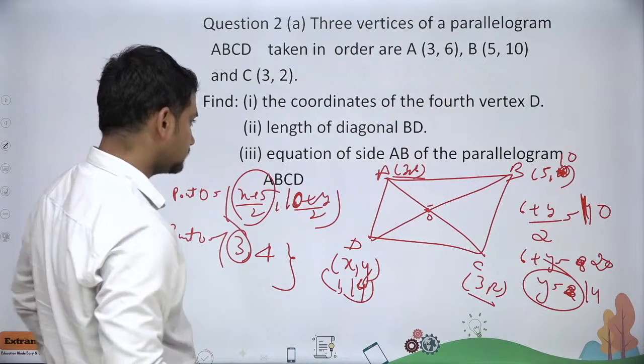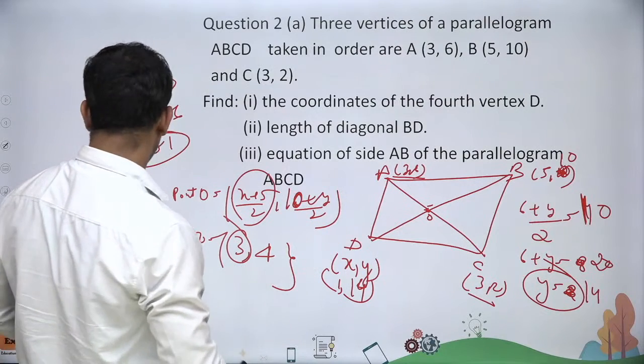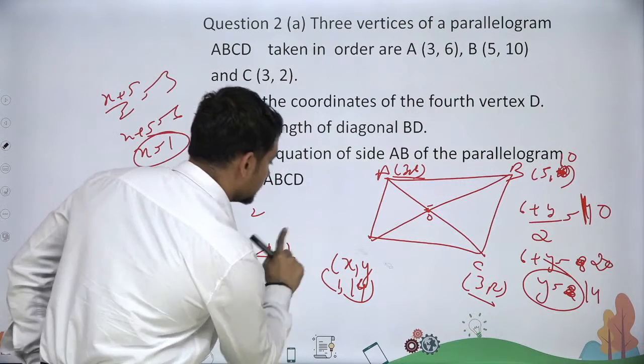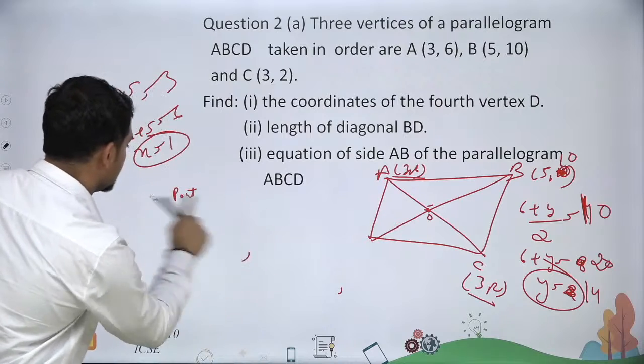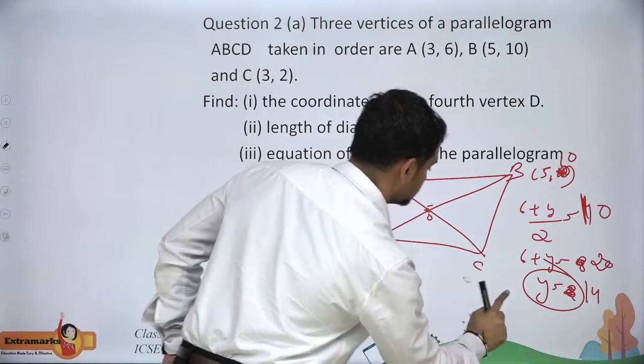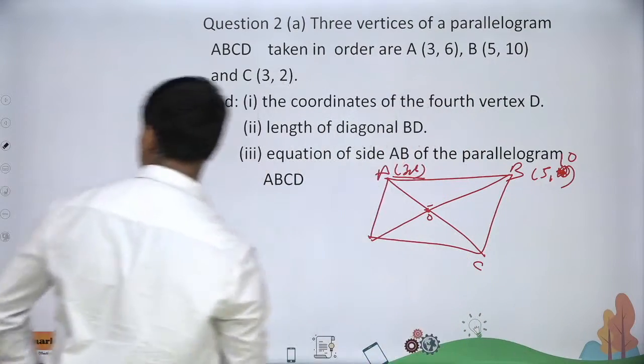Now we have to divide 6 plus 2. Just wait. There is one point. I think there is an error, a calculation error. Just wait. Again we have to solve this question.